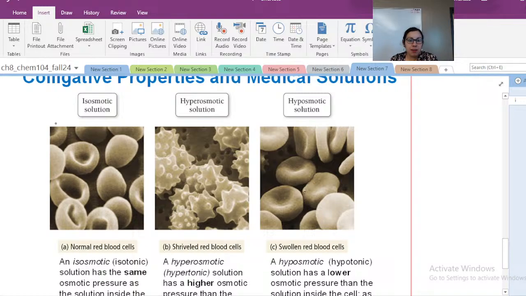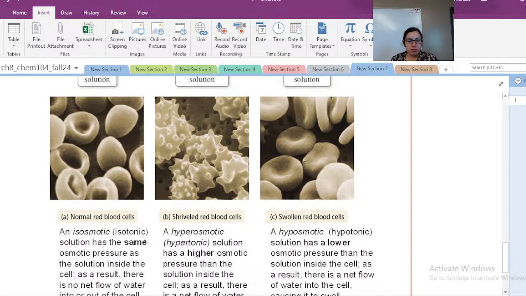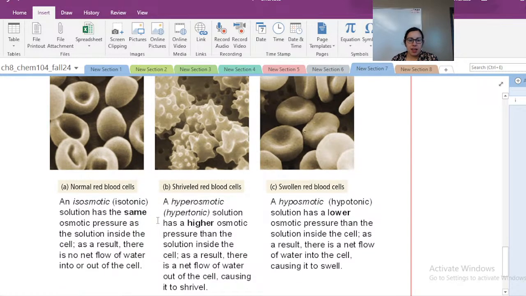So you have isoosmotic, also known as isotonic. That just means the same osmotic pressure. So you have the same concentration of ions in and outside of the cell, and so there's no net flow of water in or out. That being said, there's still an exchange, but it's not going one way over the other.